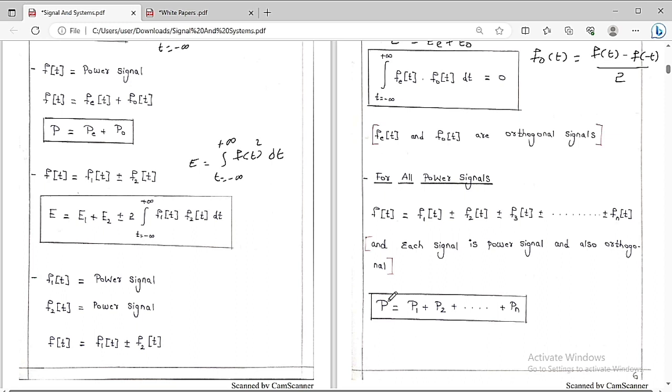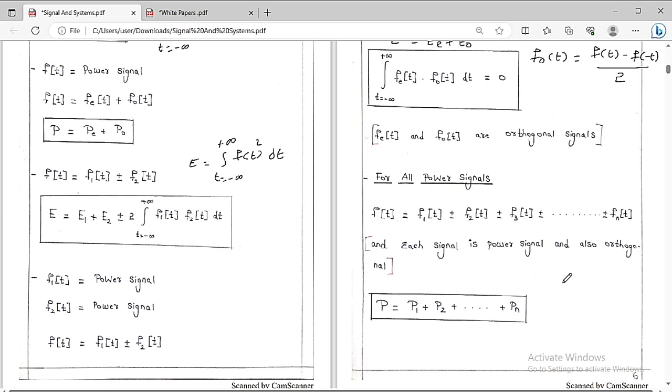Then what is the overall power? The overall power is P1 plus P2 up to Pn. So we can say, suppose all the signals are power signals and all the signals are also orthogonal, see, these two conditions have to be satisfied. Then we can say the net power present in f of t is the summation of the individual power present in each and every signal, which is P equal to P1 plus P2 plus up to Pn. So this point you always have to keep in your mind.